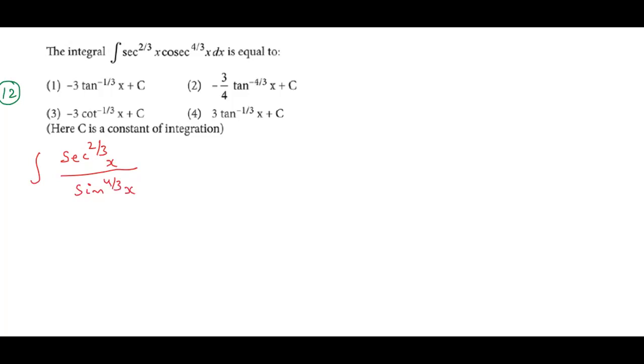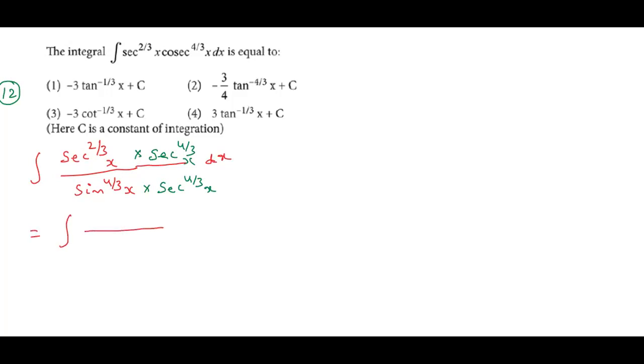Now here what do we have to do? So I thought of multiplying the numerator and denominator with secant power 4 by 3 x. Secant power 4 by 3 x dx. Now first observe the denominator.